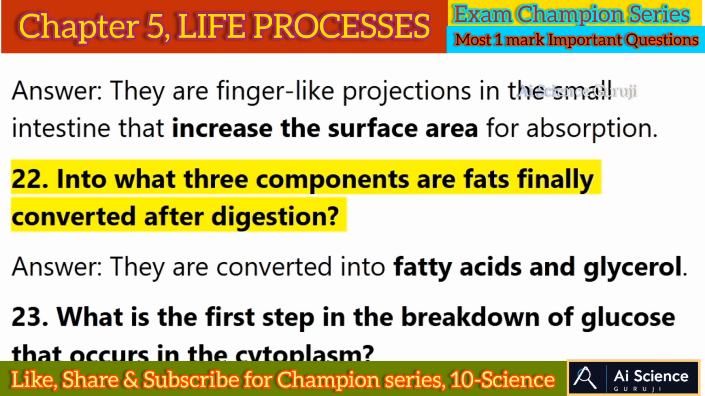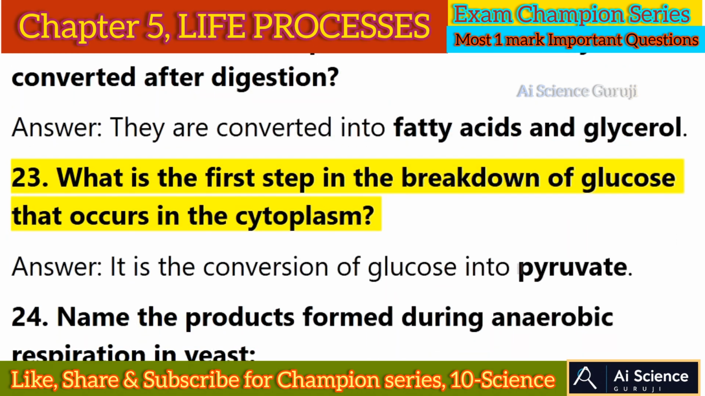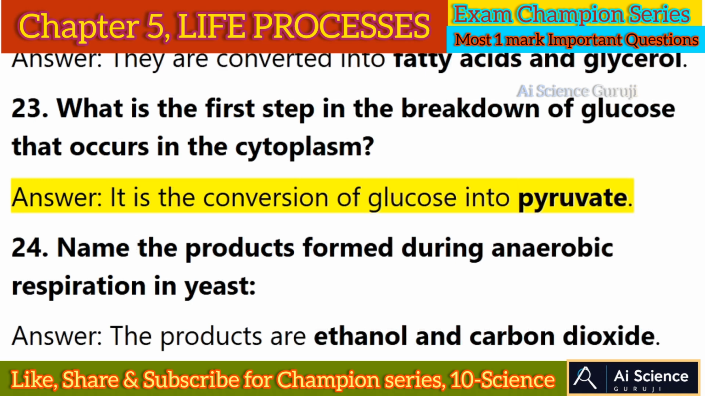22. Into what 3 components are fats finally converted after digestion? Answer. They are converted into fatty acids and glycerol. 23. What is the first step in the breakdown of glucose that occurs in the cytoplasm? Answer. It is the conversion of glucose into pyruvate.